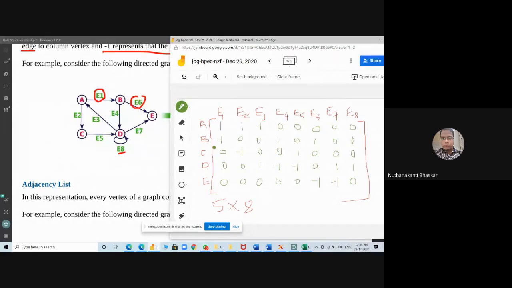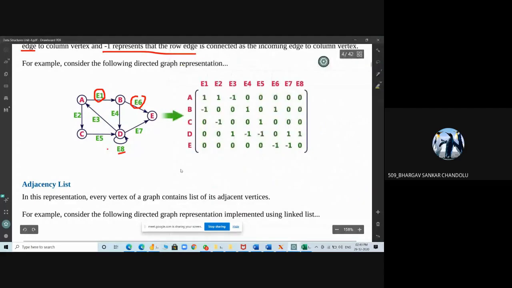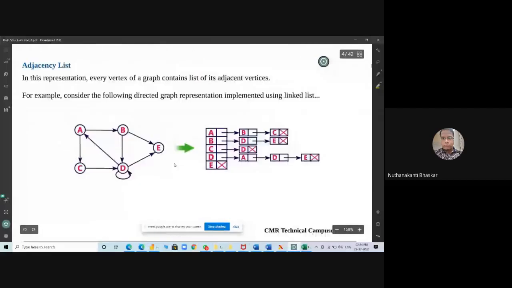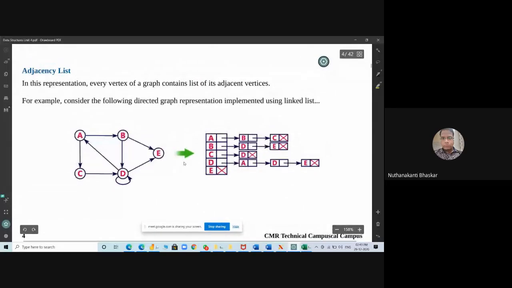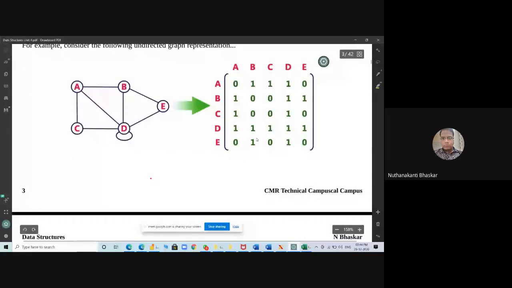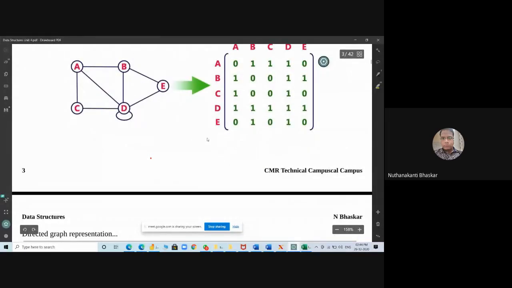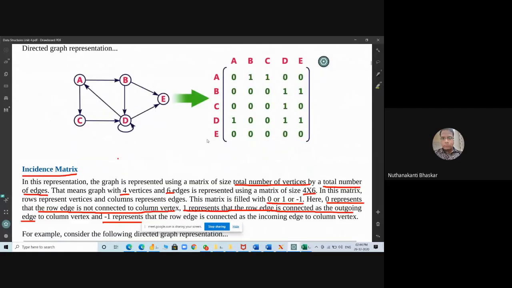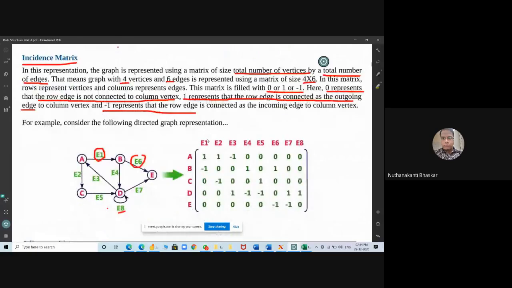Incidence matrix representation is understood by everyone? Yes, sir. Very good. Now the last one is adjacency list. Adjacency matrices, you know: here we represent in the matrix way, with the help of adjacency nodes, for directed graph and undirected graph. And incidence matrices are based on the incidences, meaning whether an edge is connected to a particular node or not.